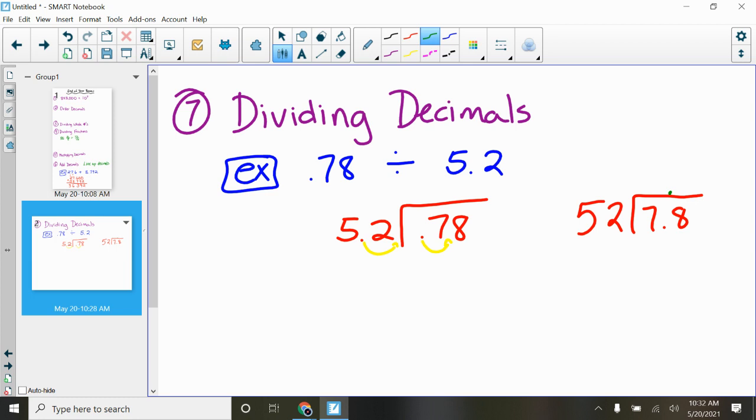No, it can't, but it can go into 78 one time. So you put the 1 after the 8. Okay, so the 1 goes on top of the 8, bring down your 52. When you subtract, you are left with what? 26. I've got stuff left over, so what do I have to add? You add a 0. Good. And now we have 260.